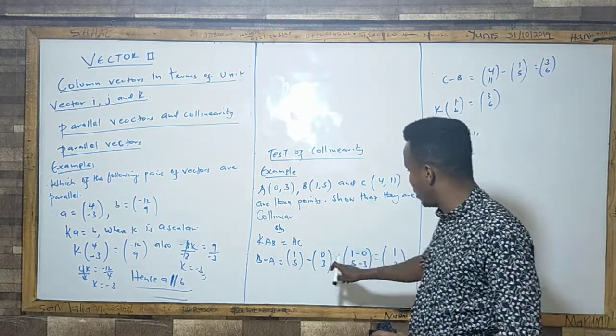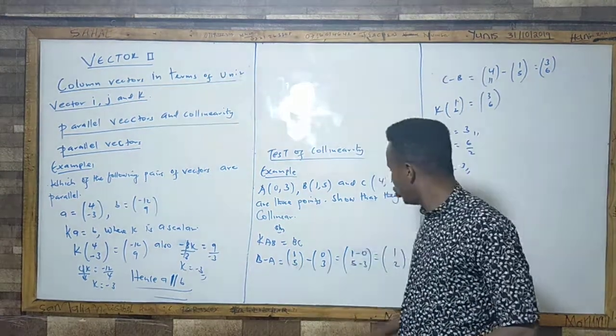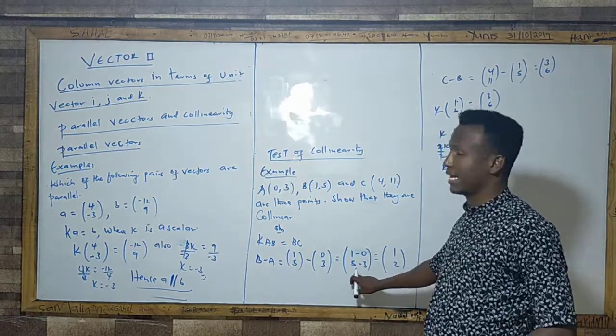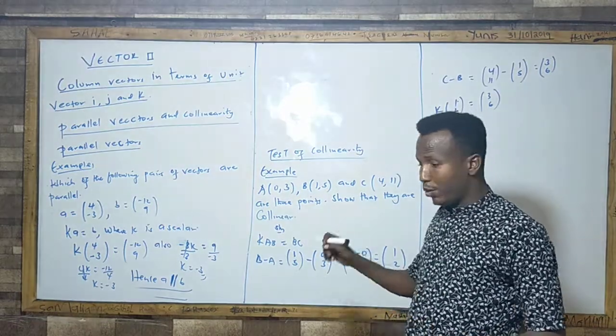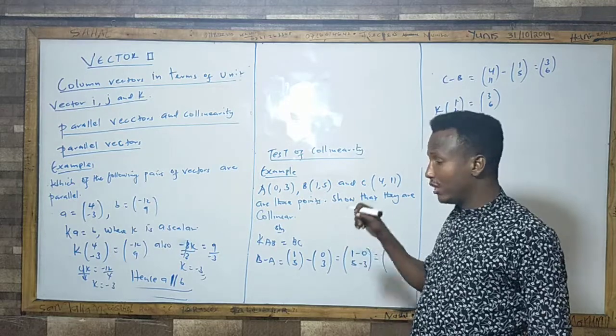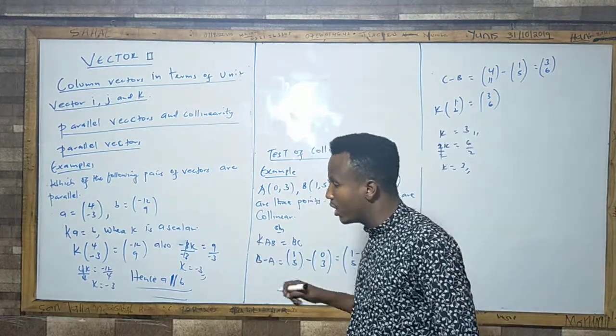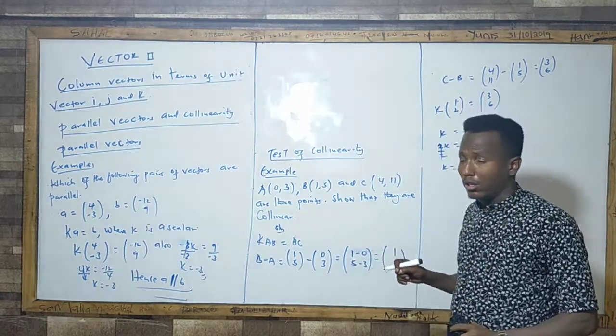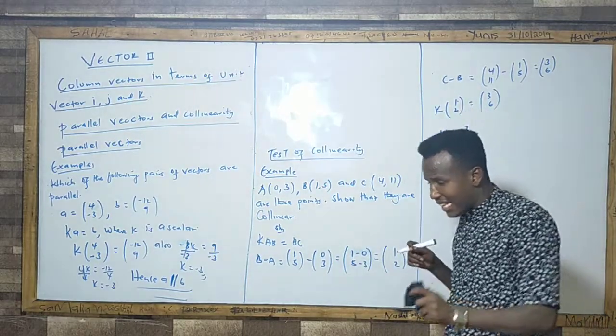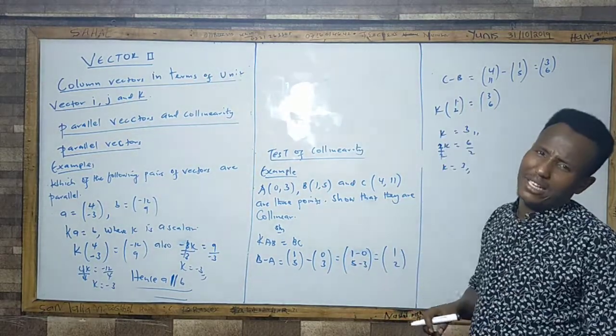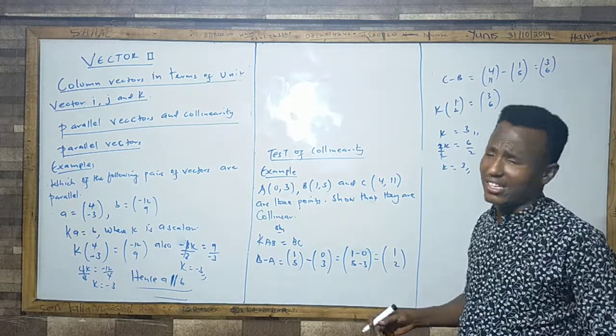To test the 3 points, get the difference between the second and the first, and also the difference between the third and the second. Then if the difference between the second and the first multiplied by a certain scalar will give you the difference between the third and the second, then the three vectors are parallel, my friends. Very easy.